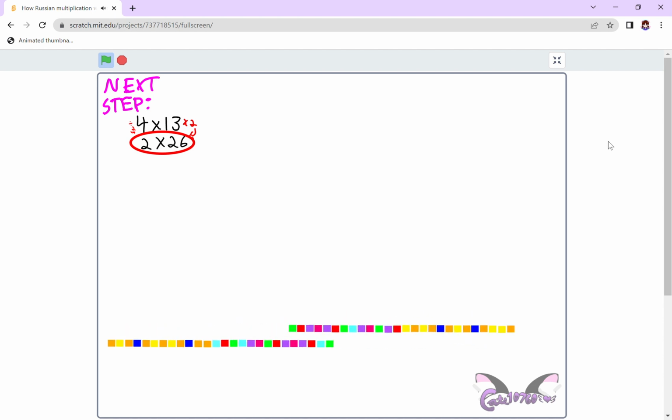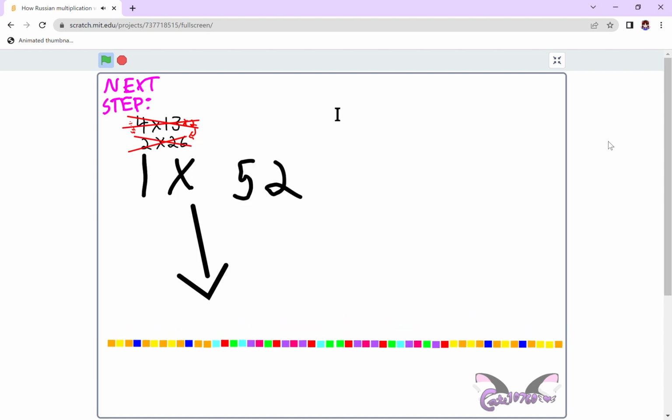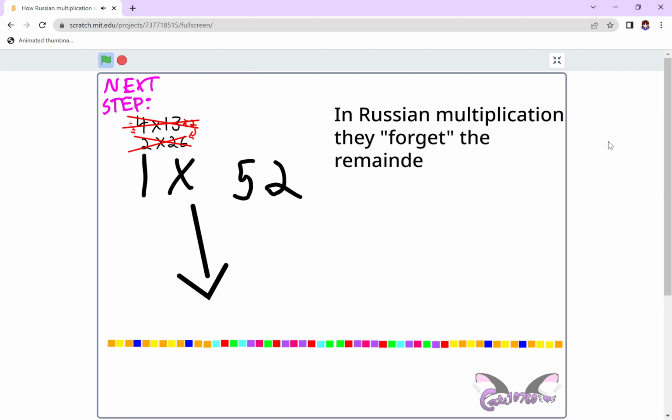Because in Russian multiplication, we have to go until there's 1. We have to divide that 2 by 2, which equals 1, and times 26 by 2, which is 52. Now we cross out all the even numbers on the LHS, left-hand side, which leaves all the odd numbers, which we add together to equal our answer.